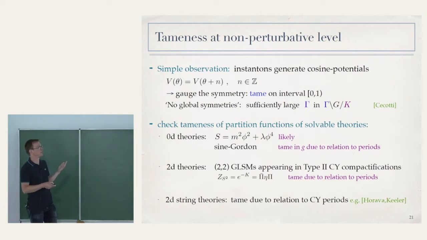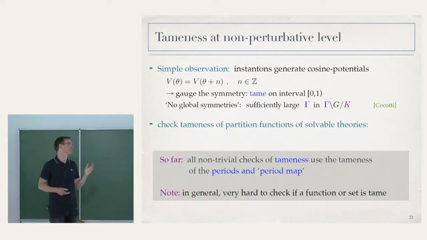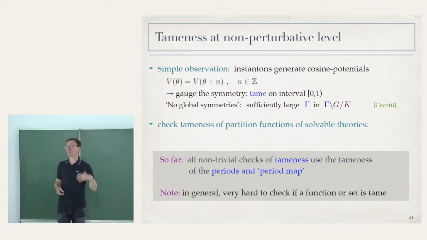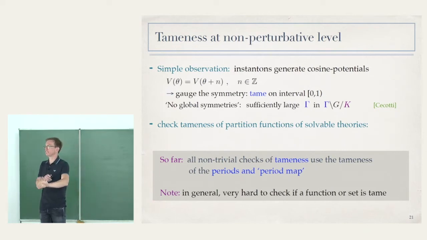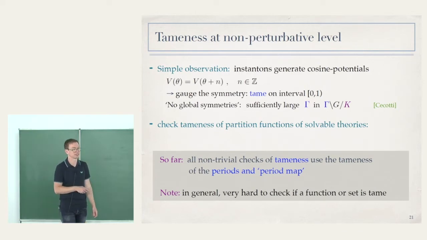So in zero dimensions, we found Sine-Gordon, which can be related to periods. It's tame. In 2D theories, in 2D string theories, and admittedly, where does our power come from? We usually relate things to period integrals. And even in integrability, that's very powerful to do. That's where we get this from, because tameness is not easy to check by any means. If I look at a function, you cannot easily see if it is tame or not. You can see that it is non-tame if there are infinitely many zeros, for example.